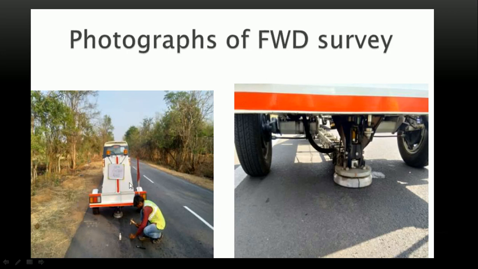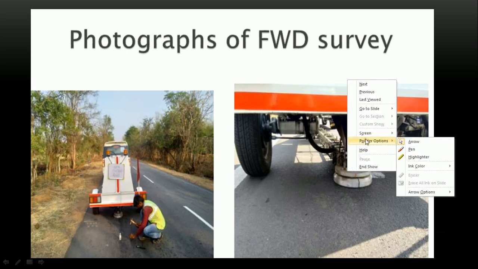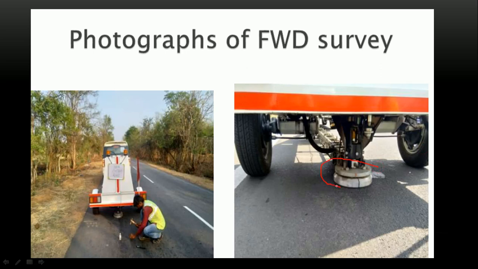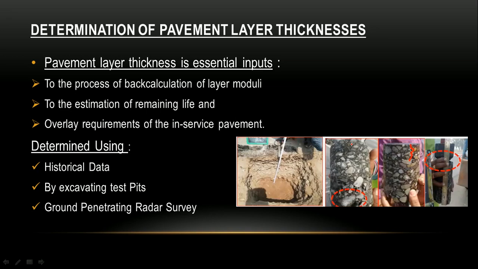Here the points are marked on the road surface, and this is the circular loaded area, a circular test plate of 300 mm diameter, as we discussed, and the entire loading system is provided. Why is it required? To determine the pavement layer thickness and to estimate the remaining life of the pavement. We need to evaluate the pavement surface and its stability, to decide the remaining life of the pavement and the thickness of the overlay required.